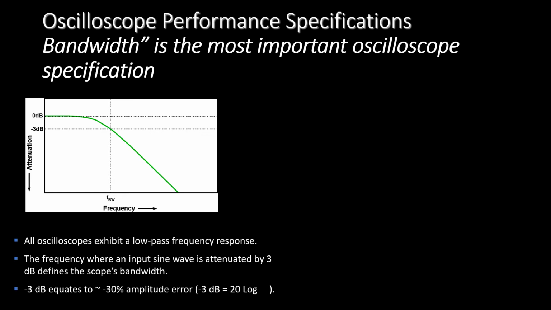All scopes exhibit a low frequency response, typically called a Gaussian response. A Gaussian frequency response closely approximates a single pole low pass filter.